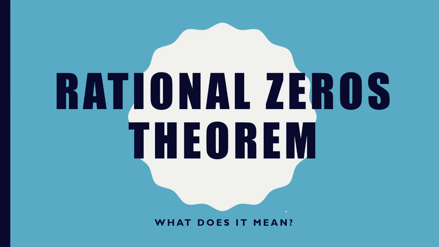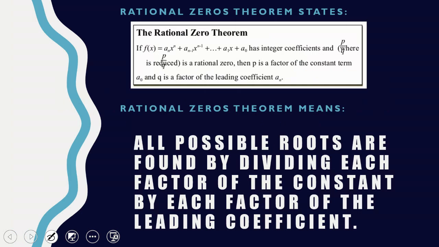Hey guys, I just wanted to share a real quick little video about the Rational Zeros Theorem and what it all means. The Rational Zeros Theorem is a super complicated way of saying that to find all of the possible roots, you simply divide the factors of the constant by all of the factors of the leading coefficient.